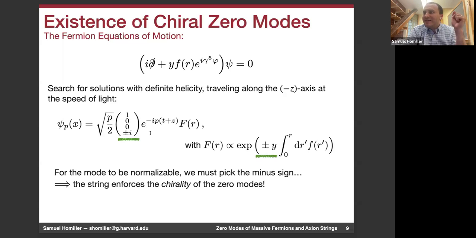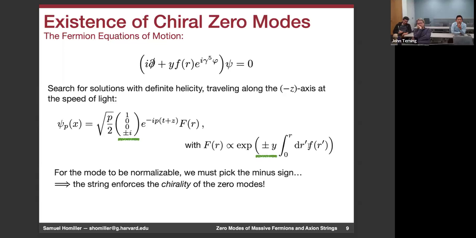Yeah, sorry, go ahead. Is the small f of r here still the same as the one you showed in the previous slide? Yeah, that's right. Lowercase f is always going to be the scalar profile, and capital F will always be the fermion profile connected to the string.